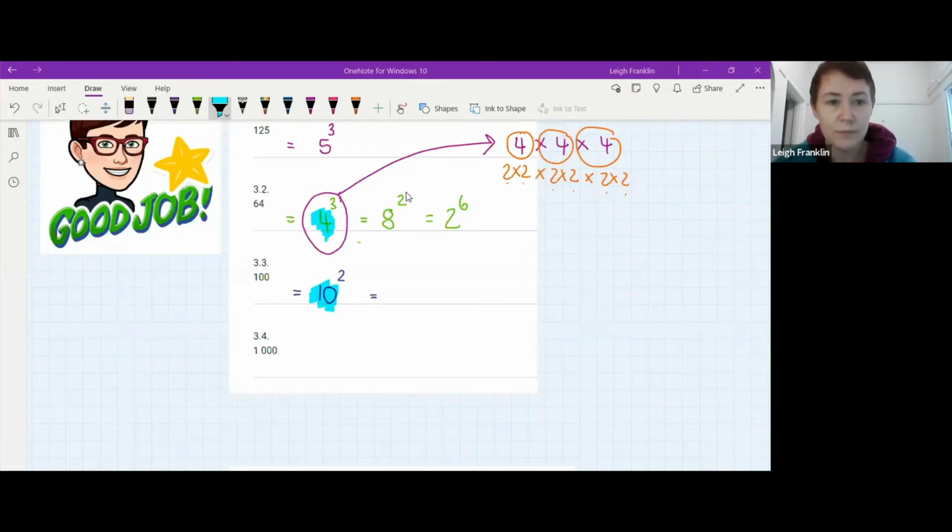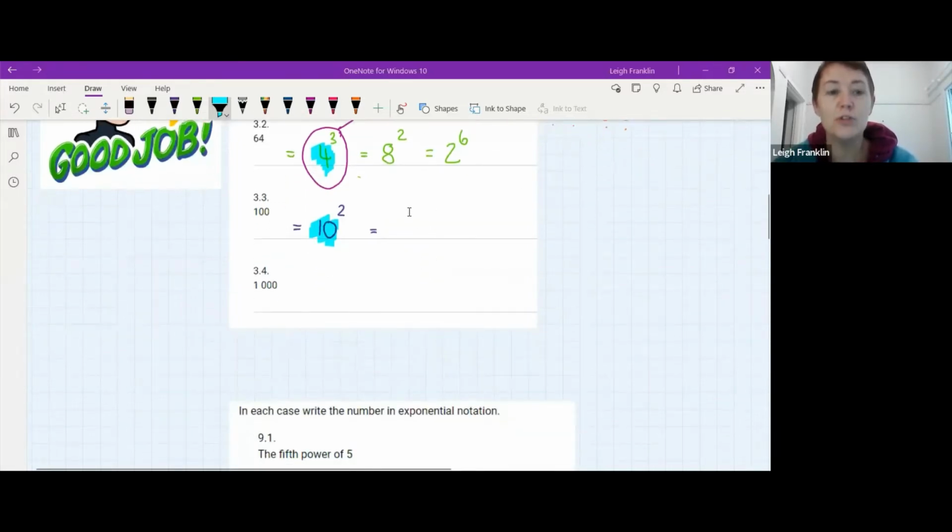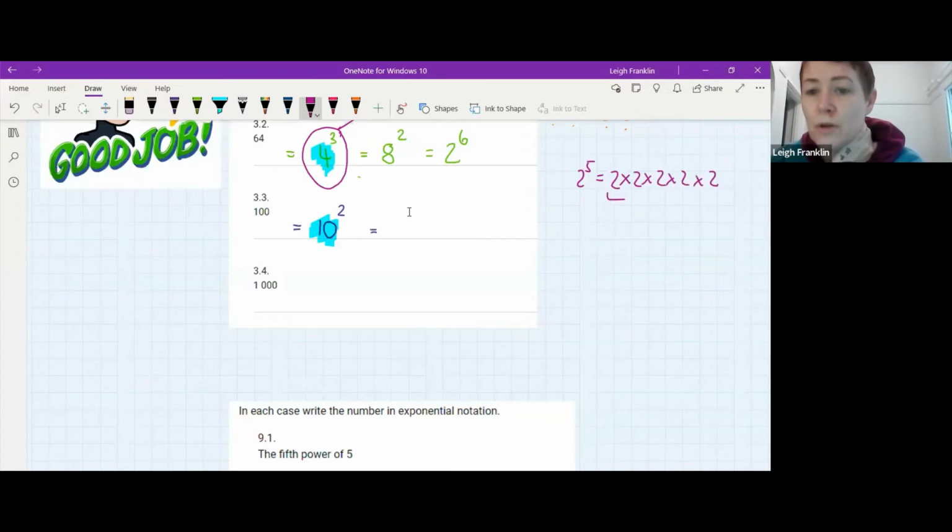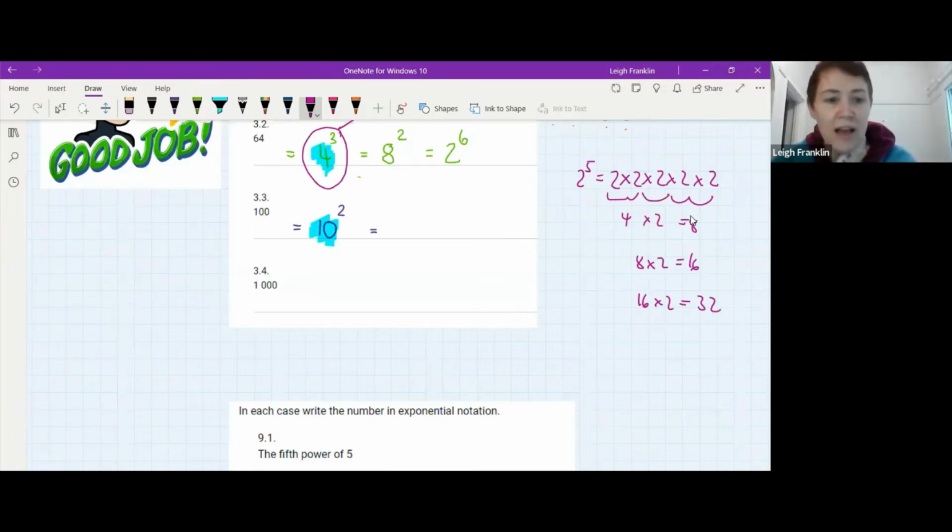Tabiso, go for it. 2 to the power of 5, ma'am. 2 to the power of 5. You're getting closer, but 2 to the power of 5 is not going to give us 100. Look here, if I have 2 to the power of 5, that means 2 times 2 times 2 times 2 times 2. 2 times 2 is 4, and 4 times 2 is 8, and 8 times 2 is 16, and 16 times 2 is 32. So that's not going to work either in this case.